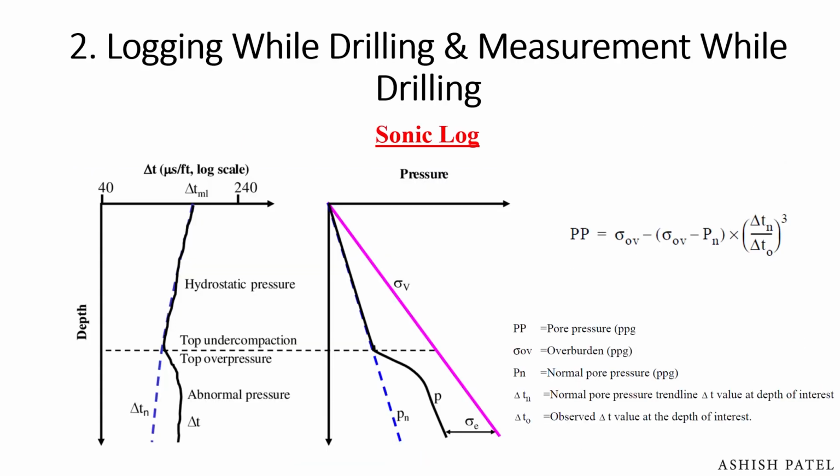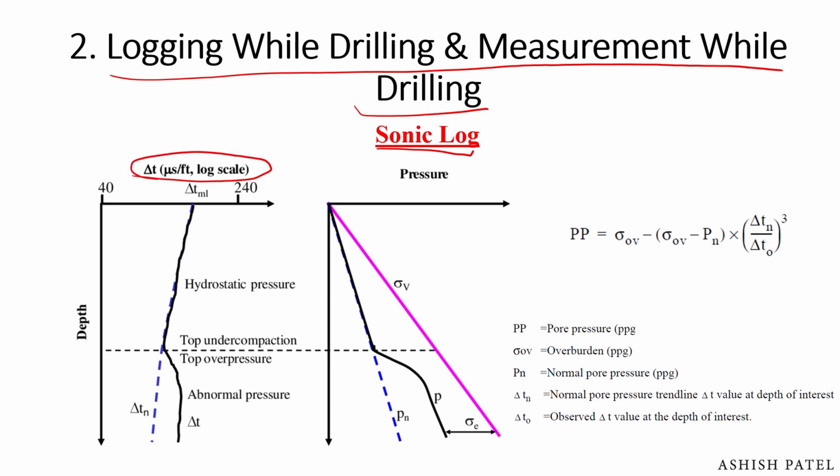Now, we will discuss logging while drilling and measurement while drilling. This method uses gamma ray, sonic, and resistivity logs to determine the pore pressure. The sonic log determines the density of the formation by using transit time. The higher the velocity of the sonic wave in the formation, the less the transit time. But in overpressurized formations, due to higher porosity, transit time will increase with depth. Mathematically, the pore pressure in terms of transit time is calculated as follows.